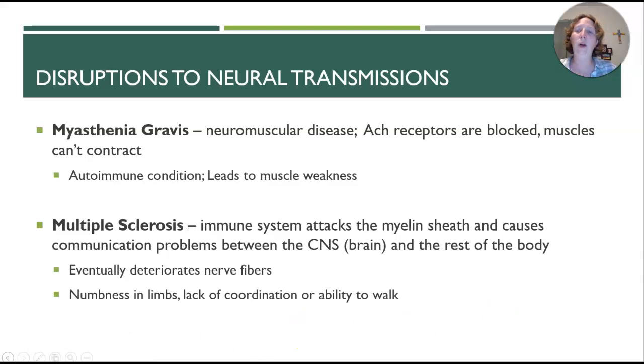Another one is MS, or multiple sclerosis. This is when the immune system attacks the myelin sheath. Remember what we said the myelin sheath does? Do you remember? Check your notes. It helps protect and speed up the transmission of that message down the axon. So if the immune system starts attacking the myelin sheath, it can cause communication problems between the central nervous system, which is where the brain is, we'll learn that in the next lecture, and the rest of the body. If the messages can't go between the brain and the rest of the body, you might experience numbness in the limbs, lack of coordination, trouble walking, because it is deteriorating or breaking down the nerve fibers. Essentially it's breaking down your neurons. Nerves, neurons, all the same thing.